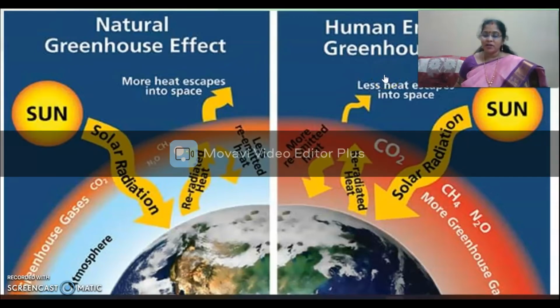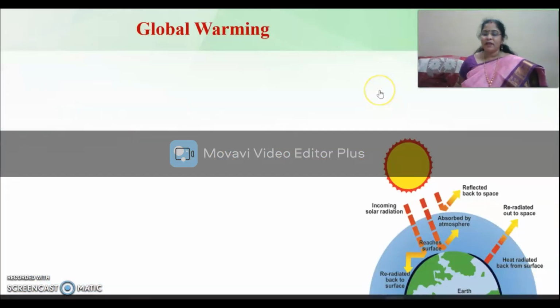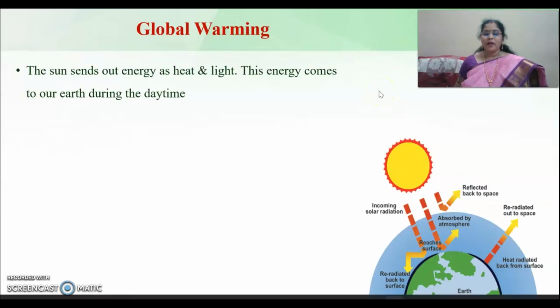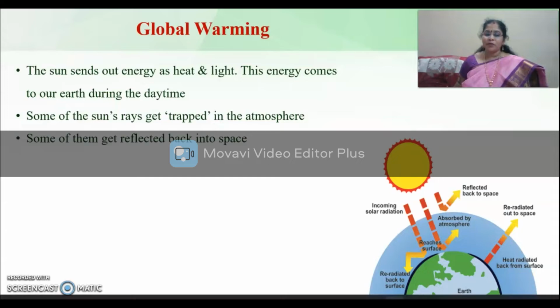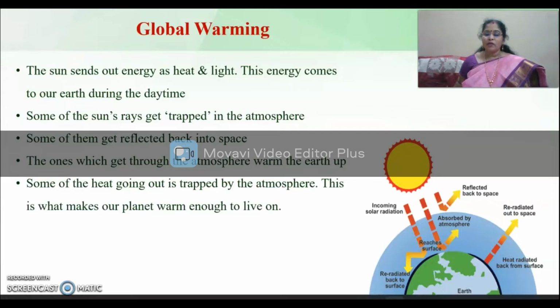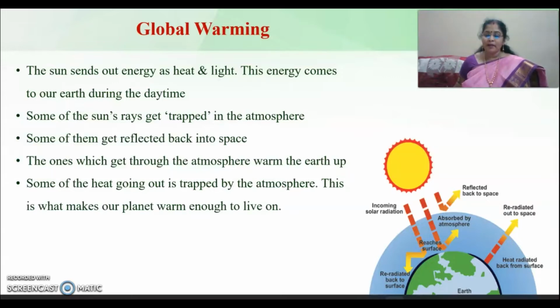Natural greenhouse effect is essential to provide warmth to the Mother Earth. Enhanced greenhouse effect is otherwise called global warming. So the sun sends out energy as heat and light, and this energy comes to the earth during the daytime, and some sun rays get trapped in the atmosphere, and some of them get reflected back into space, and the ones which get into the atmosphere and are trapped by the greenhouse gases give warmth to the earth. Some of the heat going out is being trapped by the atmosphere.